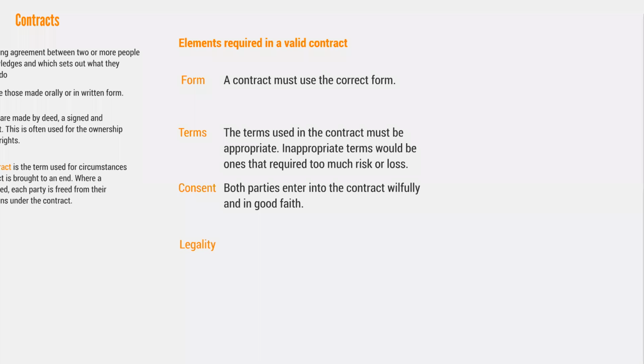Then we have legality, and basically this means that if a contract is to be deemed by the courts to be legal, it can't be illegal. So for example, you can't have a contract to kill someone because obviously that is an illegal act. So the contract itself can't be valid. So that's really bad news for assassins.